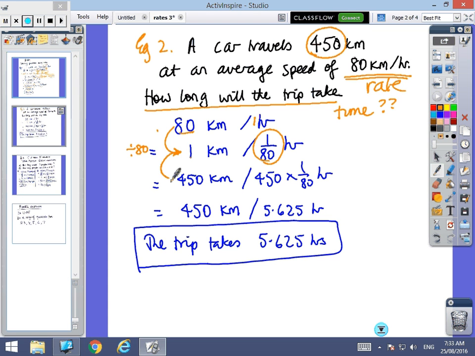And then to go from 1 kilometer to 450, we multiply by 450. So if we multiply by 450 there, we multiply by 450 there, and so we get 5.625 hours. So the trip takes 5.625 hours, which would be 5 hours and so many minutes. So can you copy that and come across?